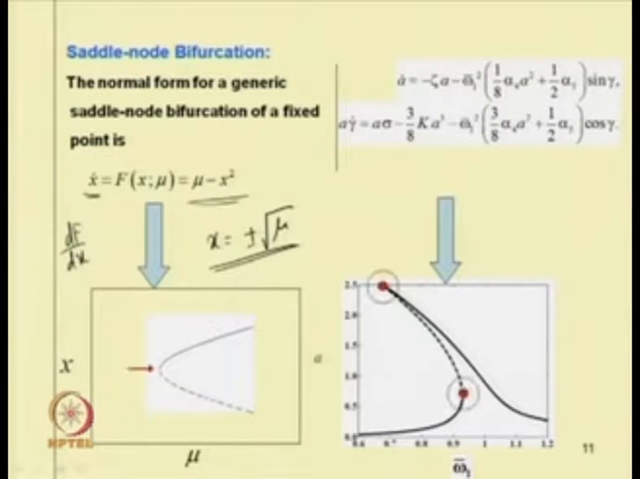So, this is for a one dimensional case. Similarly, for a two dimensional case one can find these points to be saddle node bifurcation points. Here also this equation is for A dot and gamma dot. In these equations, first find the Jacobian matrix. After finding the Jacobian matrix, one can plot this frequency response curve.